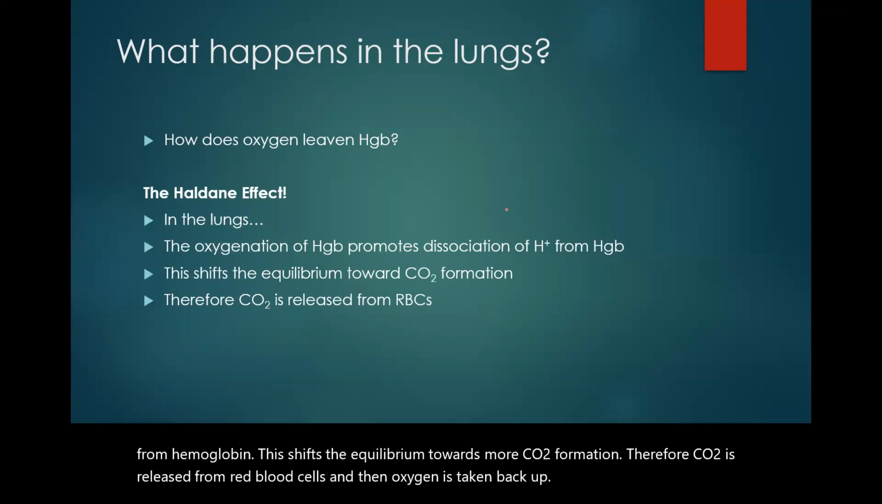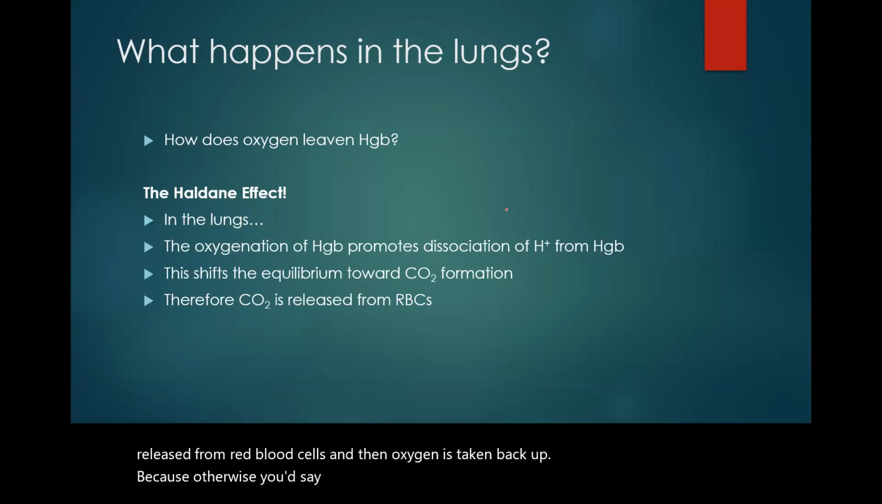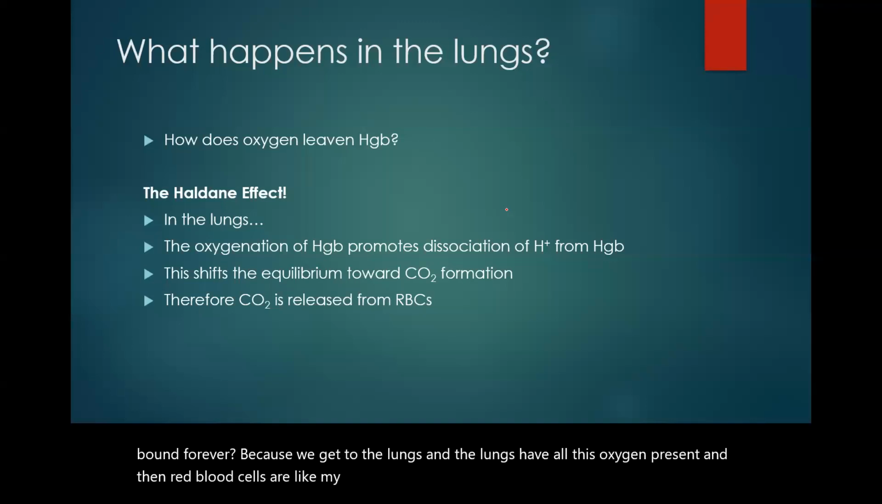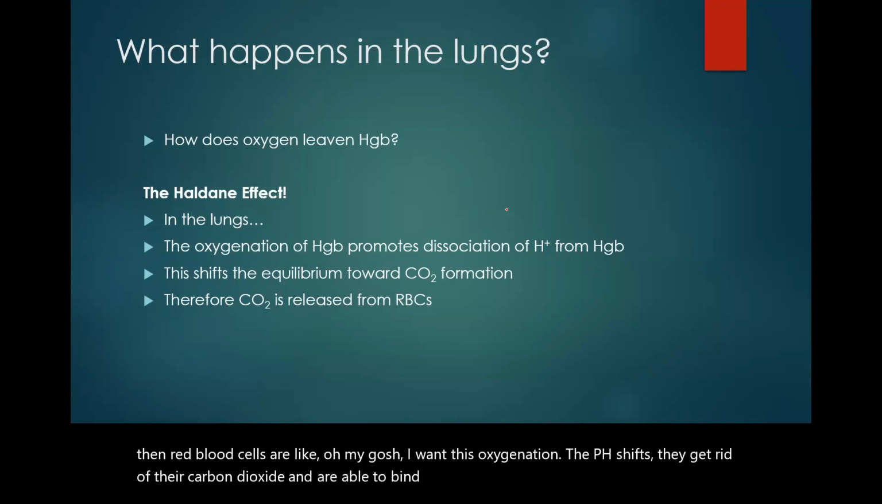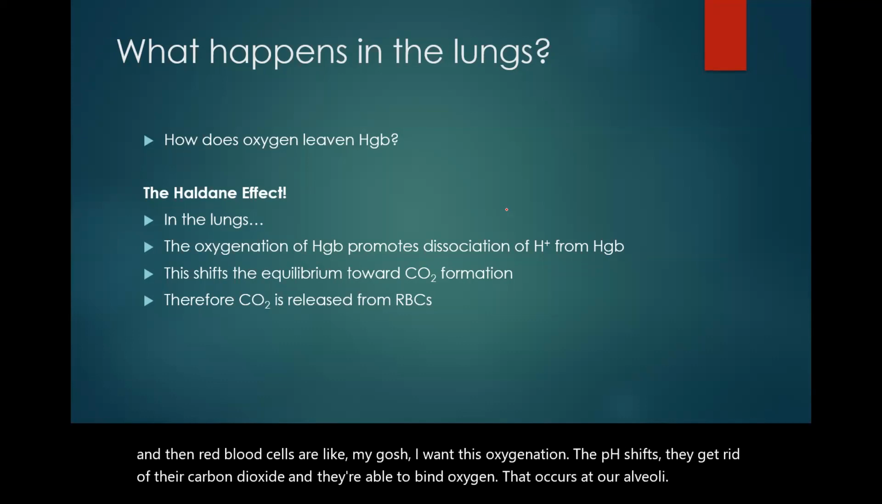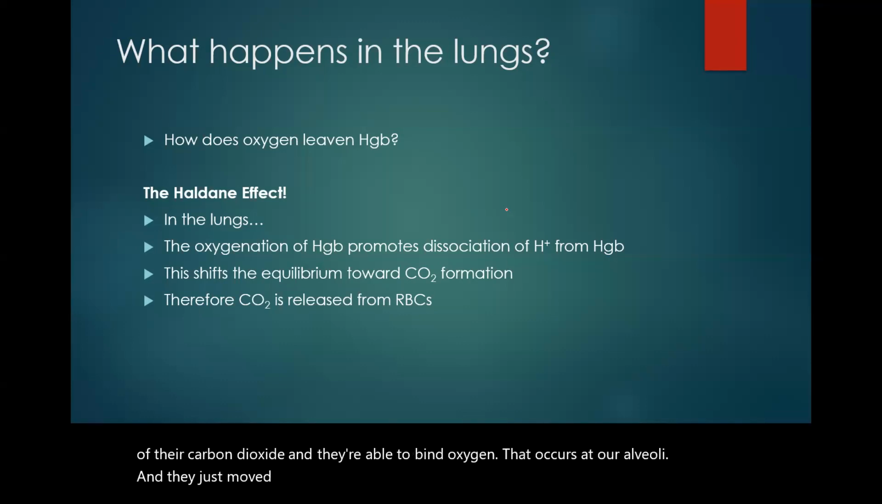Otherwise you'd say, why is CO2 released from the blood cells? Why isn't it just staying bound forever? Because we get to the lungs, and the lungs have all this oxygen present, and the red blood cells are like, oh my gosh, I want this oxygenation. The pH shifts, they get rid of their carbon dioxide and are able to bind oxygen. That occurs at our alveoli. And they just move downstream. They diffuse across the alveolar membrane down their concentration gradient, so you don't need any energy to do that at all.